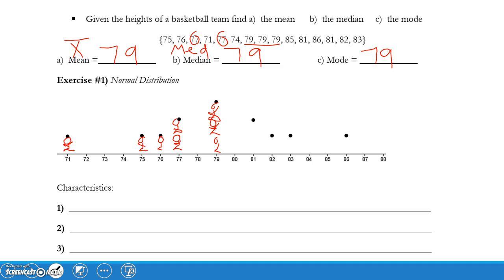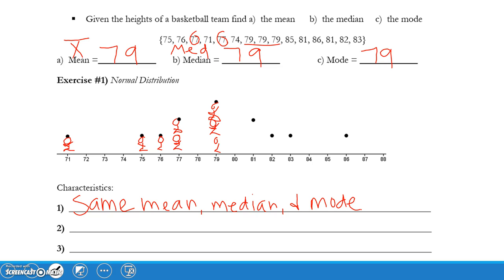There's a couple characteristics. The first is that it has the same mean, median, and mode. So hopefully you already noticed that up top they had all 79. So this is a special kind of data where it has the same mean, median, and mode.